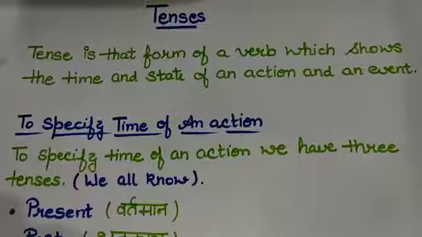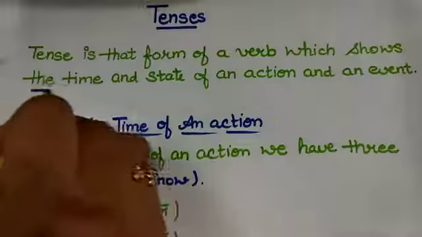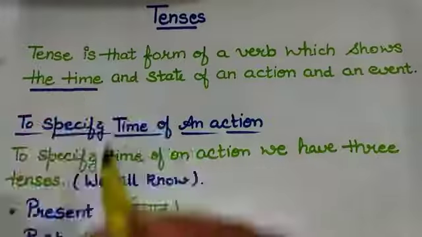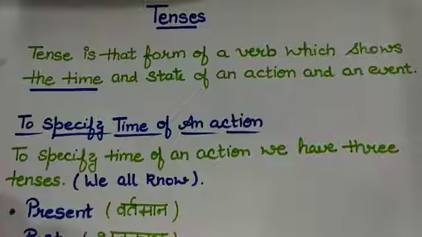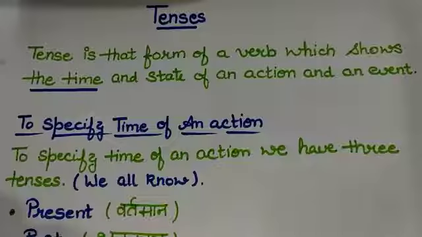So let's start the very first topic of tenses, that is introduction to tenses. See, tense is that form of a verb which shows the time and state of an event. Like if I say I want to know when the work actually happened, or is it really happening right now, we use tense to understand the form of verb. So we can say that tense is a form of verb which shows the time and of course the state of an action and an event.